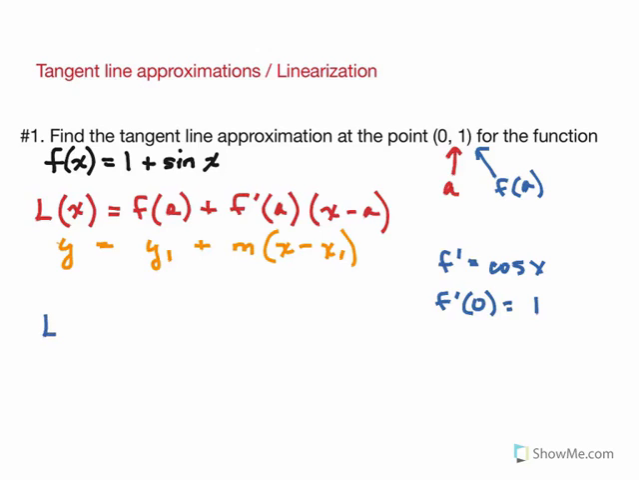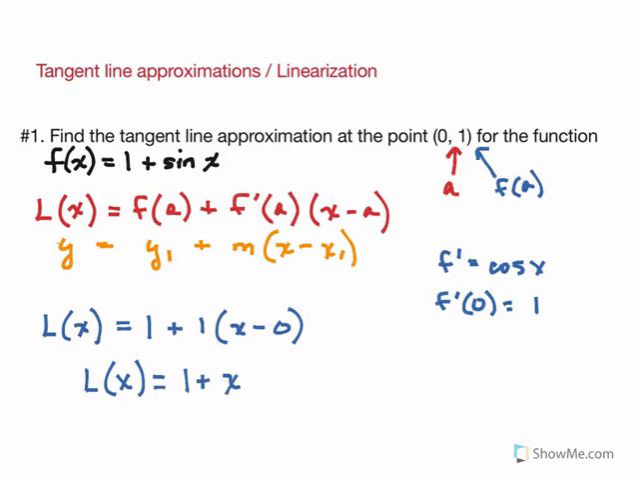So we have L of x is equal to f of 0, so remember that was 1, plus, now our derivative was also 1 by chance, times the quantity x minus 0. We can simplify that nicely, and we have a final linearization of L of x is equal to 1 plus x.